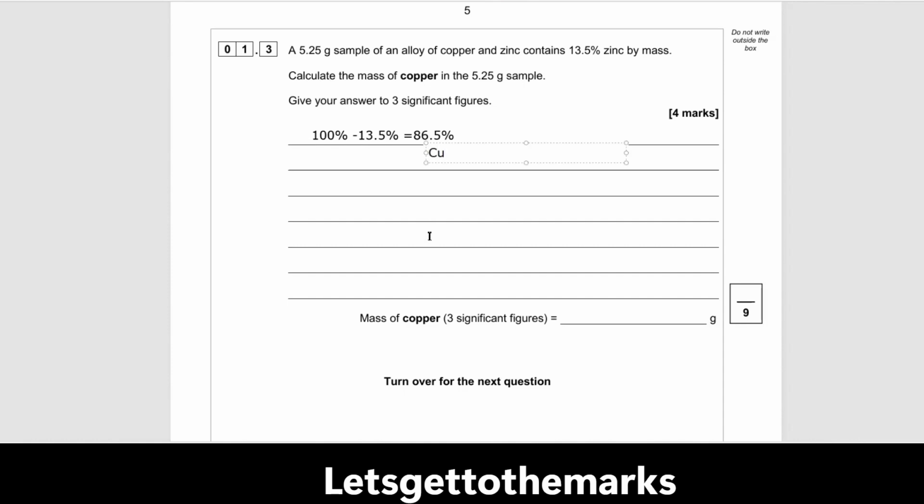Now all I need to do is find out what is 86.5% of 5.25. You can do this a number of ways. Easiest way is 86.5 over 100, and then you're going to times that by 5.25, and that's going to get you another mark. So divided by 100, that equals 0.865, times that by 5.25, and we're going to get 4.541. And so that's going to get you a third mark.